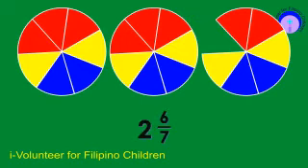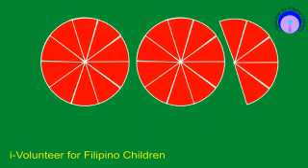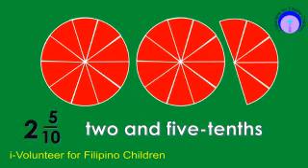Now, it is being read as 2 6/7. 2 6/7 is written like this. How many equal parts this one whole is being divided? This can be interpreted as 2 5/10. This is how 2 5/10 is written in words.